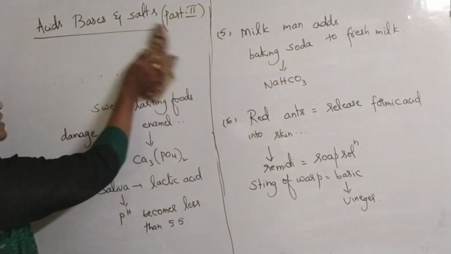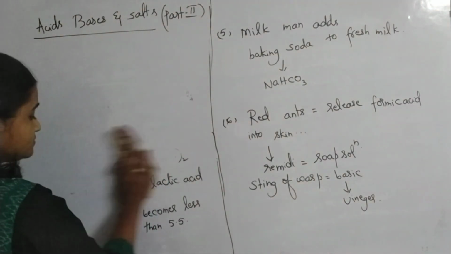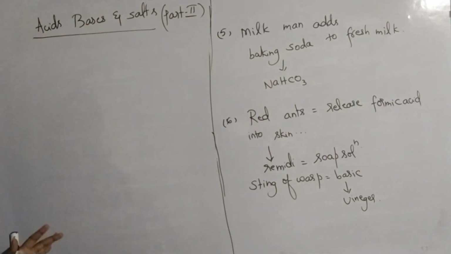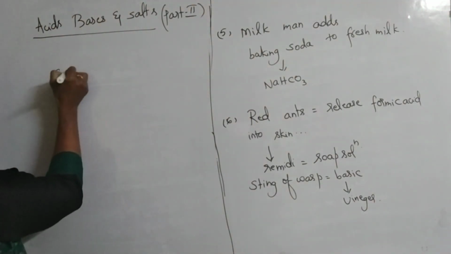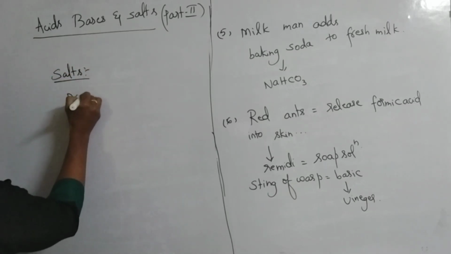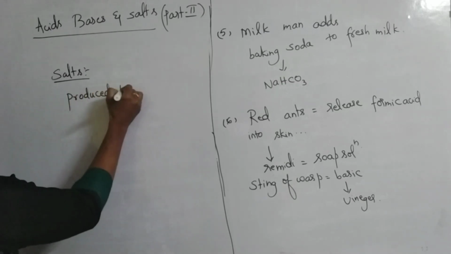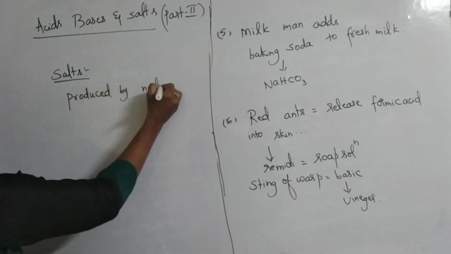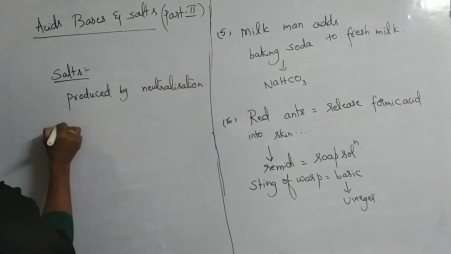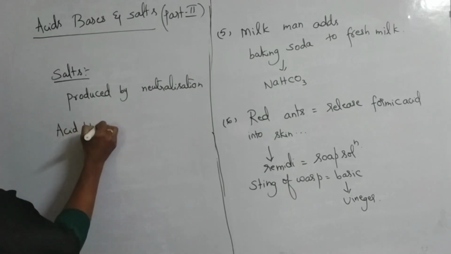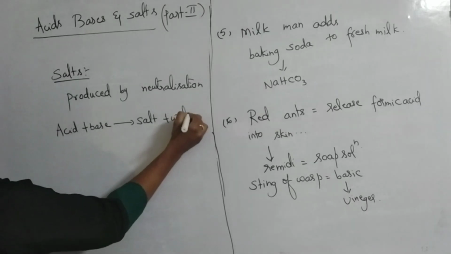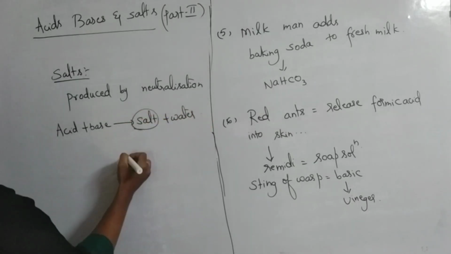Next we'll move on to the salts, the family of salts. What are the different types of salts that are obtained from common salt? Salts are produced by a neutralization reaction. Neutralization of acid and base gives salt and water. So acid plus base gives rise to salt and water. This is called a neutralization reaction. Here salt is formed.